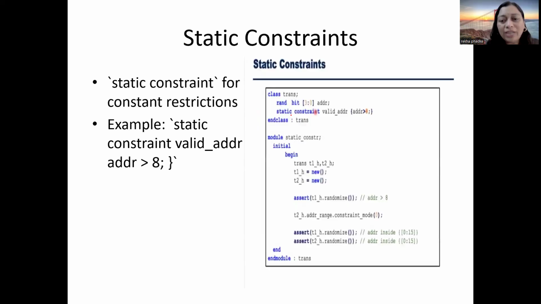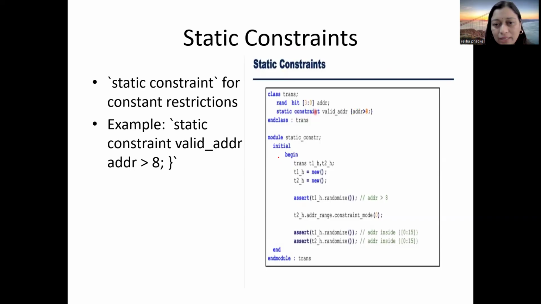So we also have static constraint, if this program is visible to you all. Static constraint for constant restrictions. So for example, I give the syntax as static constraint and whatever variable you want the static constraint on. So that's the variable name. And what am I saying? Address should be greater than 8, okay? So here I have rand bit ADDR, a variable which is randomized for 4 bits. And then I'm saying static constraint valid_ADDR to have a value greater than 8.